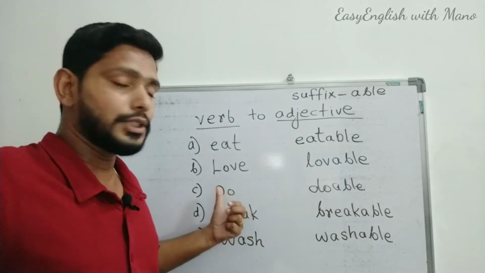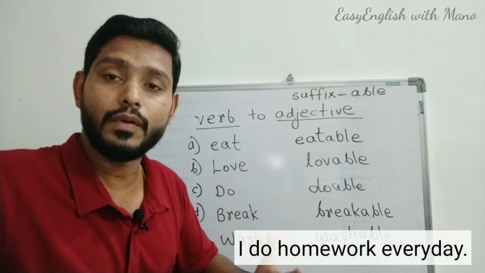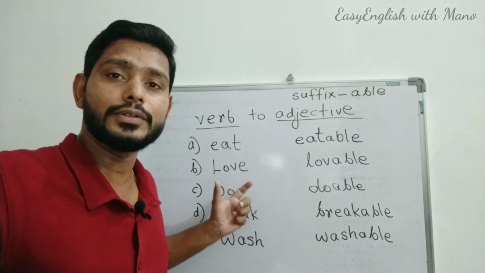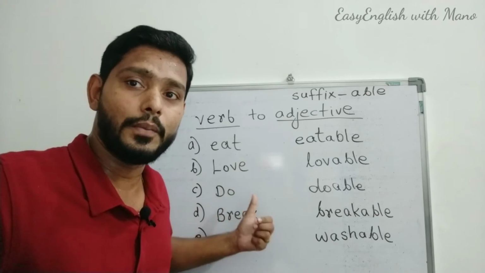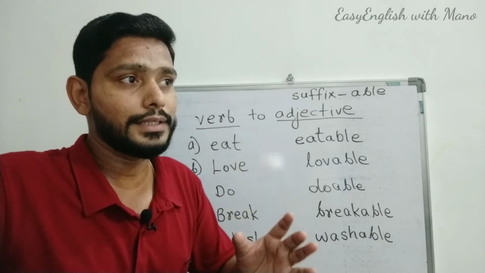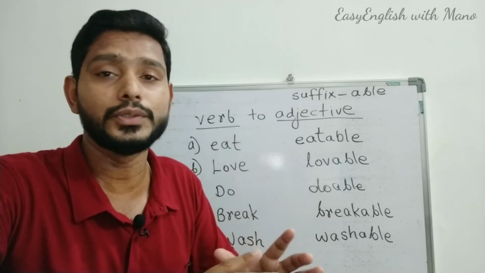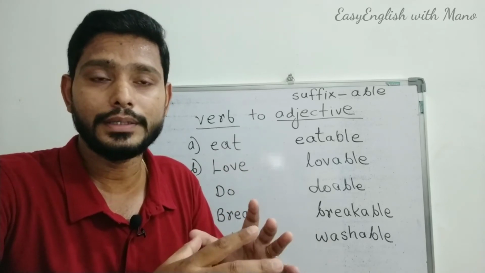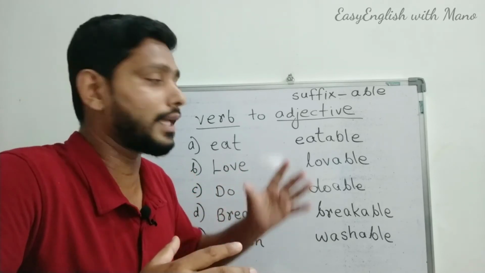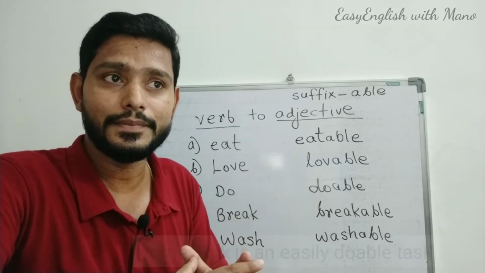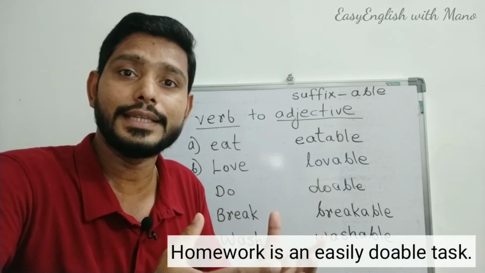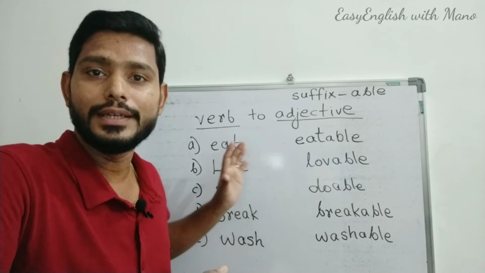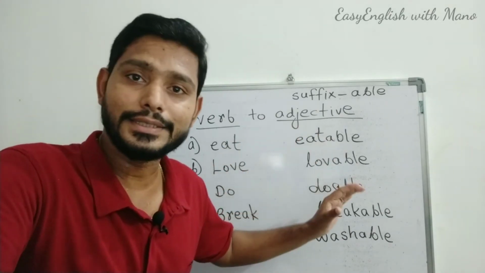Let's see the next verb, do. I do homework every day. What do I do? Homework. And homework is known as the object in this sentence, and the action is shown with the verb do. So if I want to tell something more about that particular task you normally do at home, which is called homework, then how can we use doable in a sentence? Homework is an easily doable task. So that way we can change the verb do into the adjective doable.